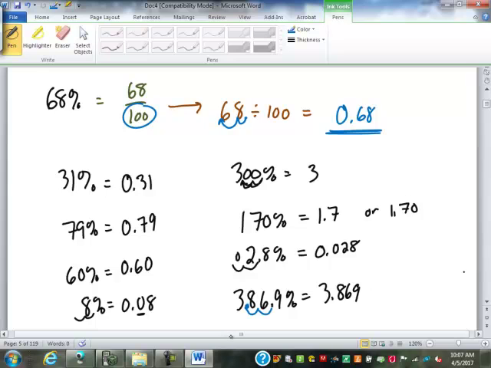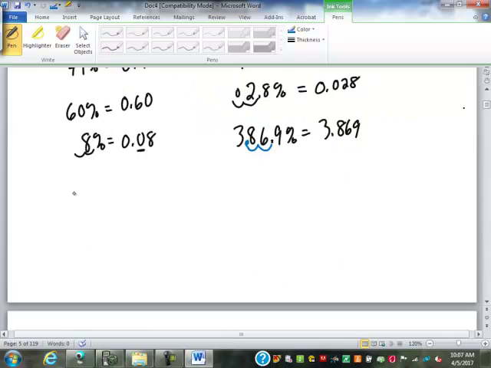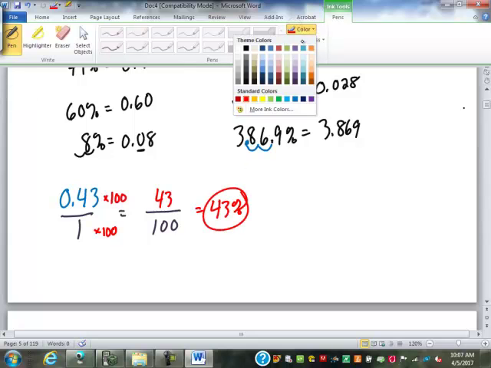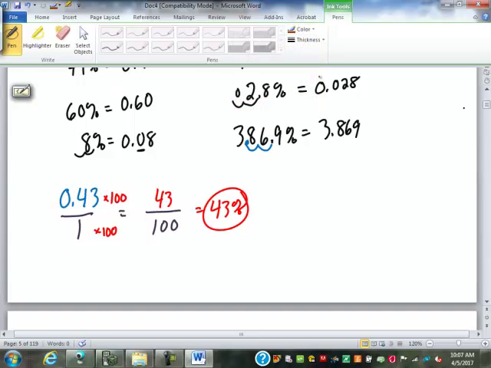So now if we want to go from a decimal back into a percent, if I have 0.43 as a decimal, remember that means out of 1, and a percent means out of 100. So the easiest way to look at that is to say, well, if I want to turn 1 into 100, I have to multiply by 100. So I have to multiply my numerator by 100 as well. 0.43 times 100 is 43. That's 43 out of 100, or 43%. So to go from a decimal back to a percent, we're multiplying by 100, or just always moving that decimal point 2 spots back to the right.